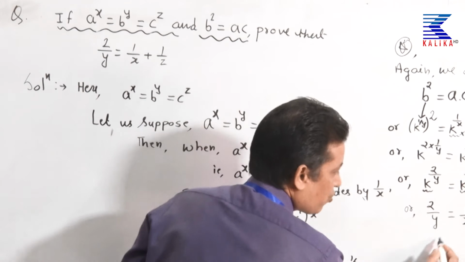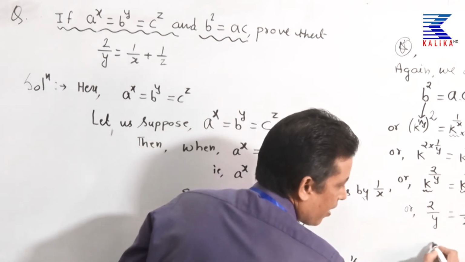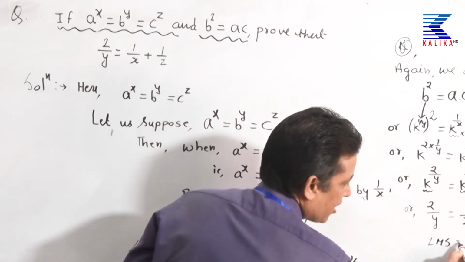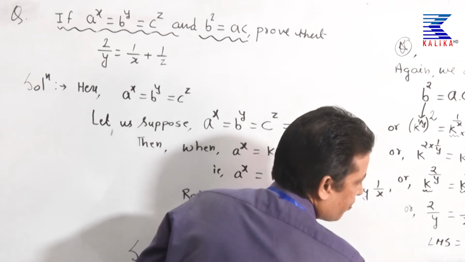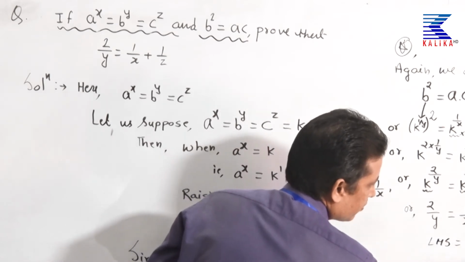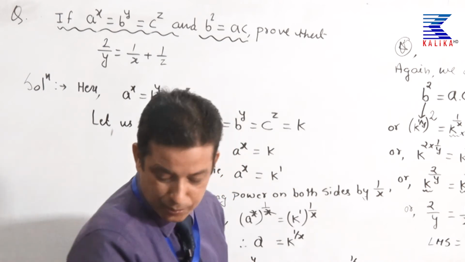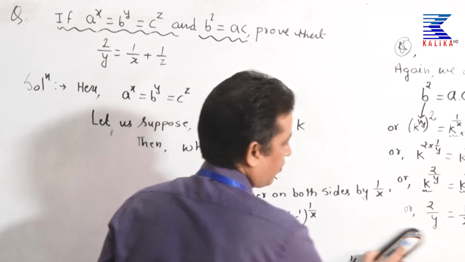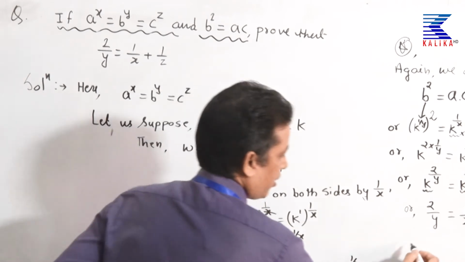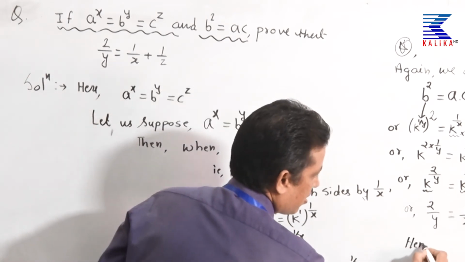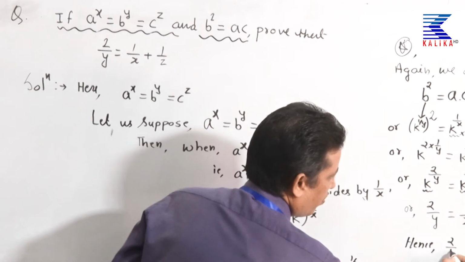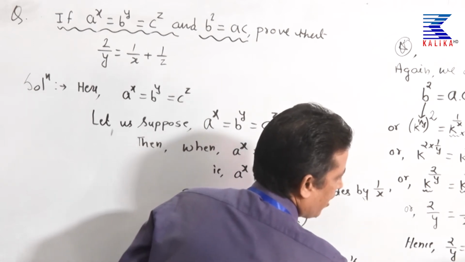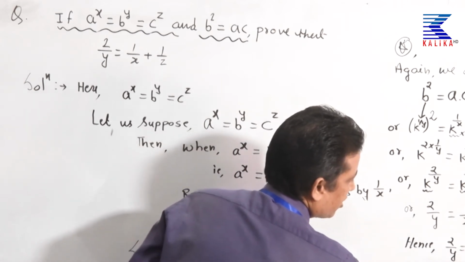So, hence what we got? LHS is equal to RHS, proved, or you simply write proved here. Hence 2 over y is equal to 1 over x plus 1 over z, proved.